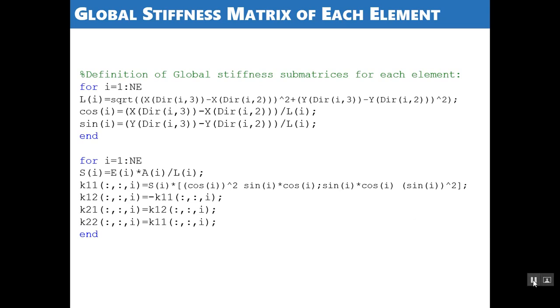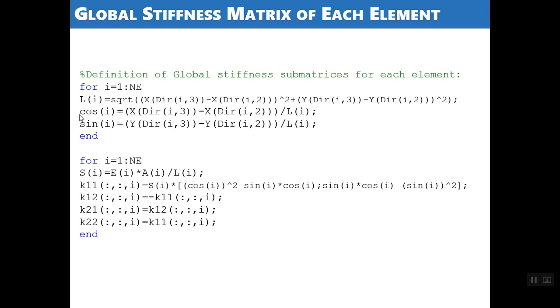So for each of the nodes, x2 minus x1 means the x coordinates of the ending node and starting node, squared, plus the y coordinates of the ending node and starting node, squared. The square root of all of this will give us the length. Similarly, cos of the angle and sine of the angle can be calculated as the ratios (x2 minus x1) divided by L, and (y2 minus y1) divided by L.